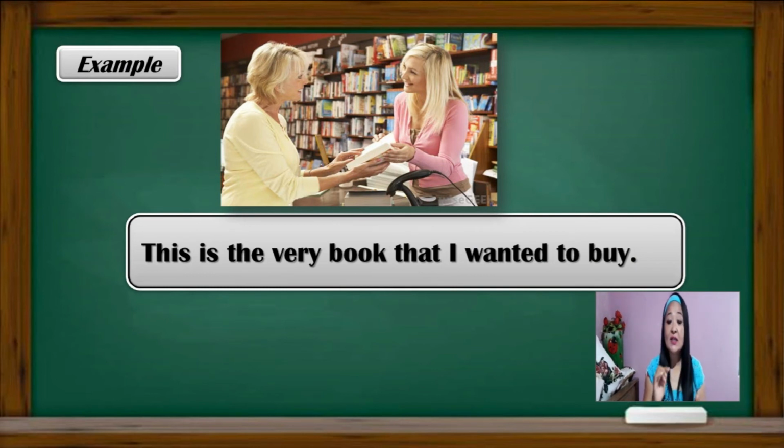Now in this sentence, "this is the very book that I wanted to buy," the word very is an adjective that stresses the noun book. It emphasizes the noun book. Understood? So the word very is an adjective here, and what kind of adjective is it? It is an emphasizing adjective.